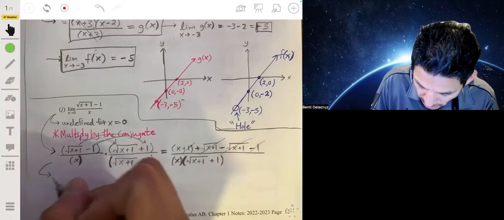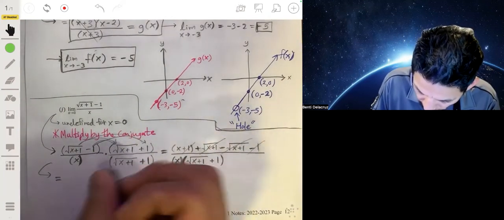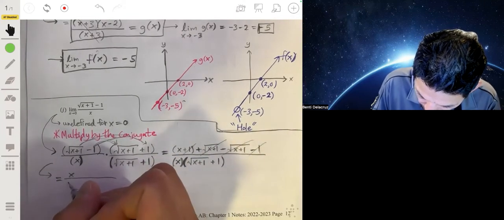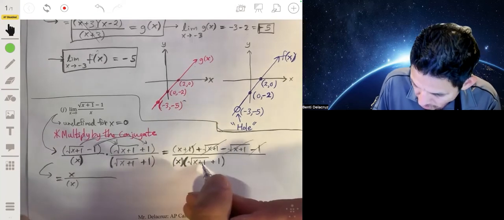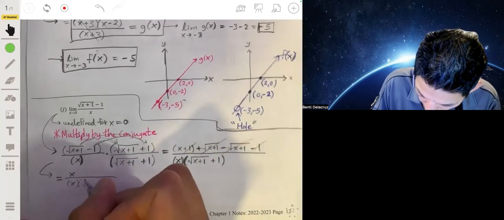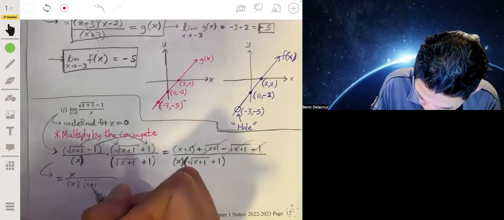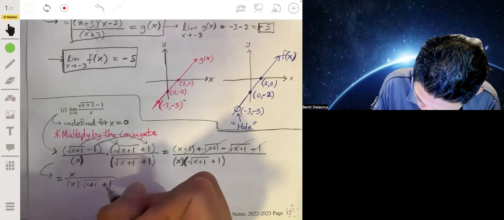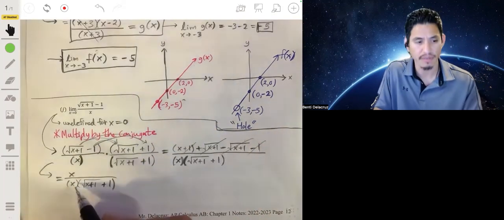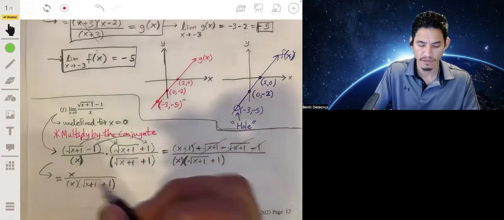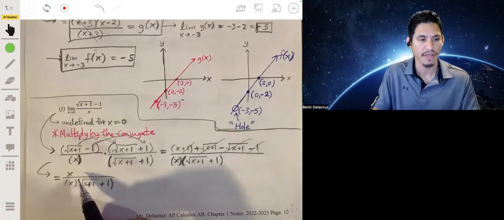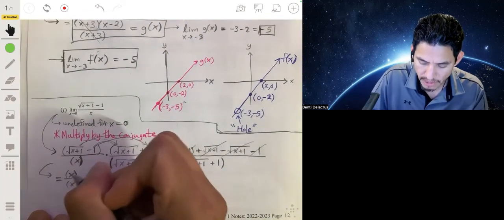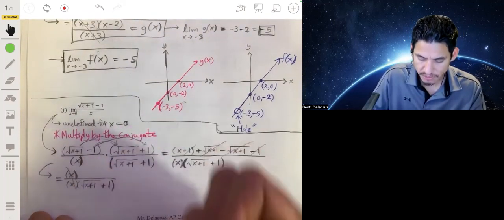So what you have on top is just going to be an x. So you're going to have x on top. And the bottom, you're going to have that x times the square root of x plus 1, plus 1. I usually put everything in parentheses when I'm doing stuff like this. I've learned that students can grasp the concept more easily. So I would actually put that in parentheses too. Anyways, you can see that these x's will then cancel.